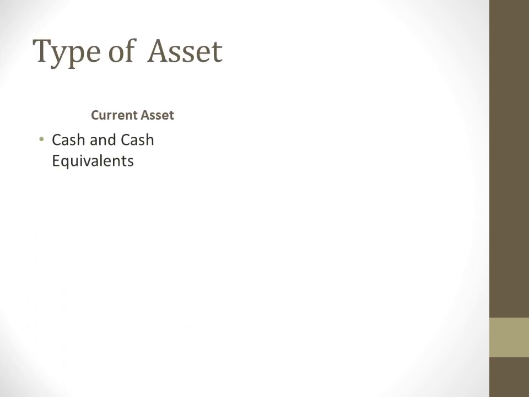So let's go through the types of assets. We already know that there are current and non-current assets. Under current assets, these are cash and cash equivalents. Cash is money and currency or cash in bank that is available for immediate use. Normally, the cash equivalents are time deposits, but take note, it should be 3 months or less from the date of purchase.